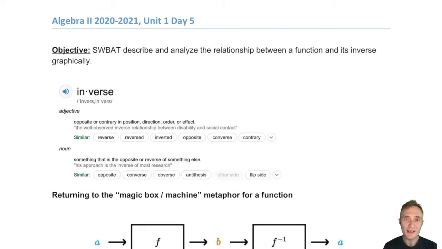Algebra 2, Unit 1, Day 5, Take 24. Today we're going to describe and analyze the relationship between a function and its inverse. And so the key word for today is inverse.